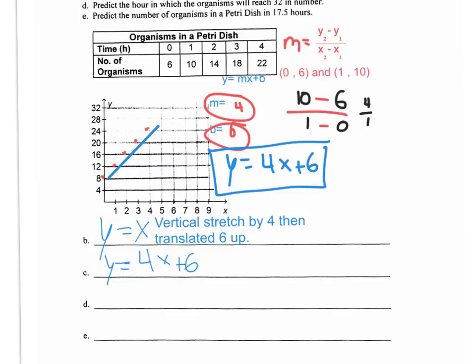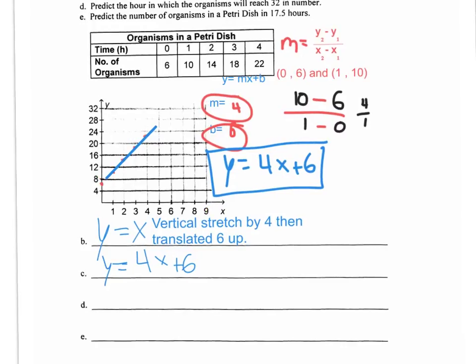Let's now move on to step D, which says predict the hour in which the organism will reach 32 in number. If we're talking about reaching 32 in number, then we're talking about organisms as opposed to the time. So they're not giving us time. They're not saying predict where it's going to be at 9 hours. They're saying predict the hours in which the organism will reach 32. What are they really giving us? They're giving us the organism, 32, not the hour. So they're giving us y, they're not giving us x. So what we need to do is predict how much time it'll take for the organisms to reach 32.